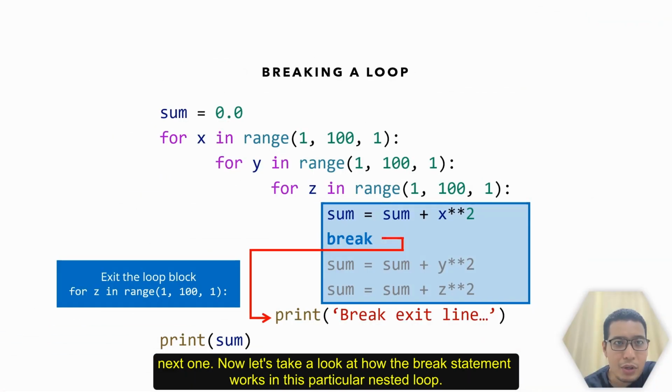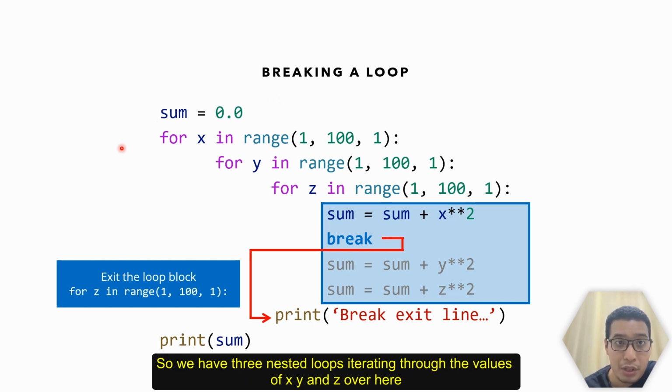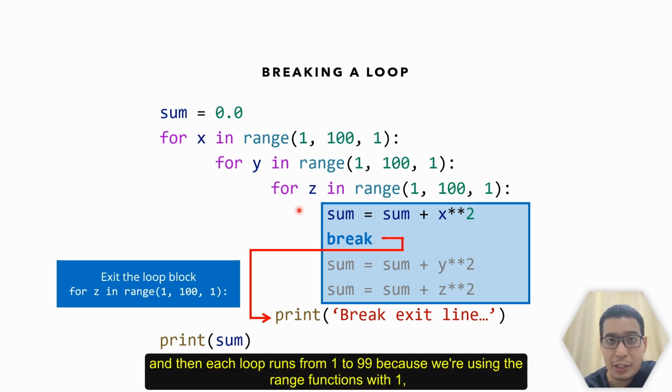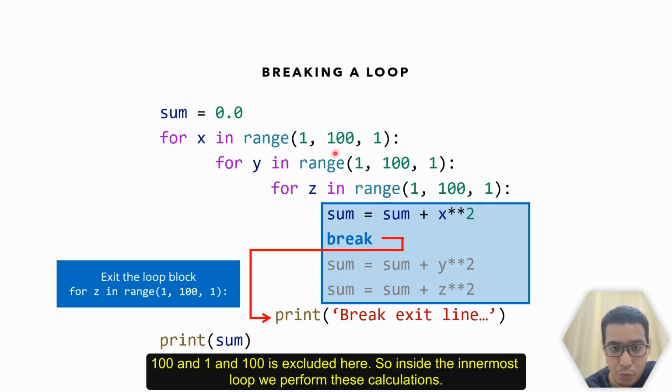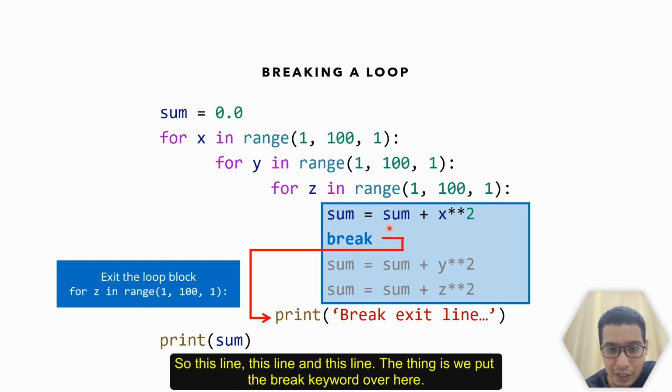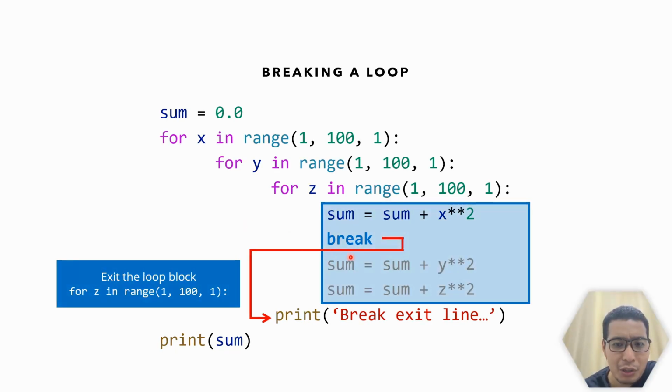Now, let's take a look at how the break statement works in this particular nested loop. So we have three nested loops iterating through the values of x, y, and z over here. And then each loop runs from 1 to 99 because we're using the range function with 1, 100, and 1, and 100 is excluded here. So inside the innermost loop, we perform these calculations, so this line, and this line. The thing is, we put the break keyword over here.